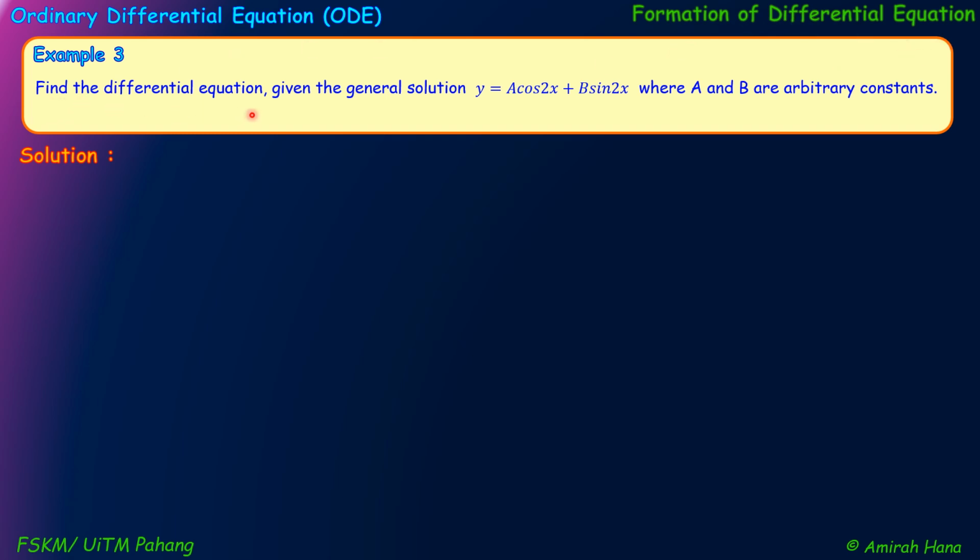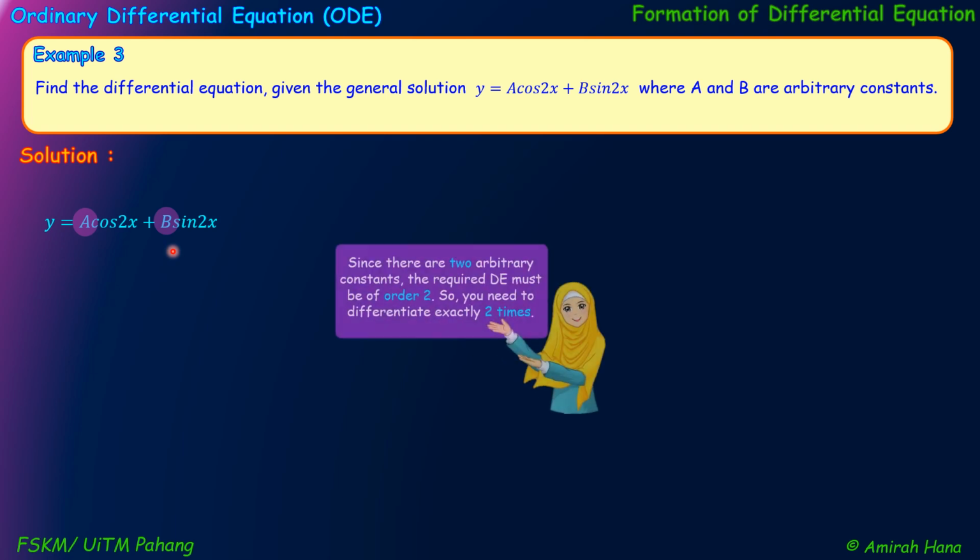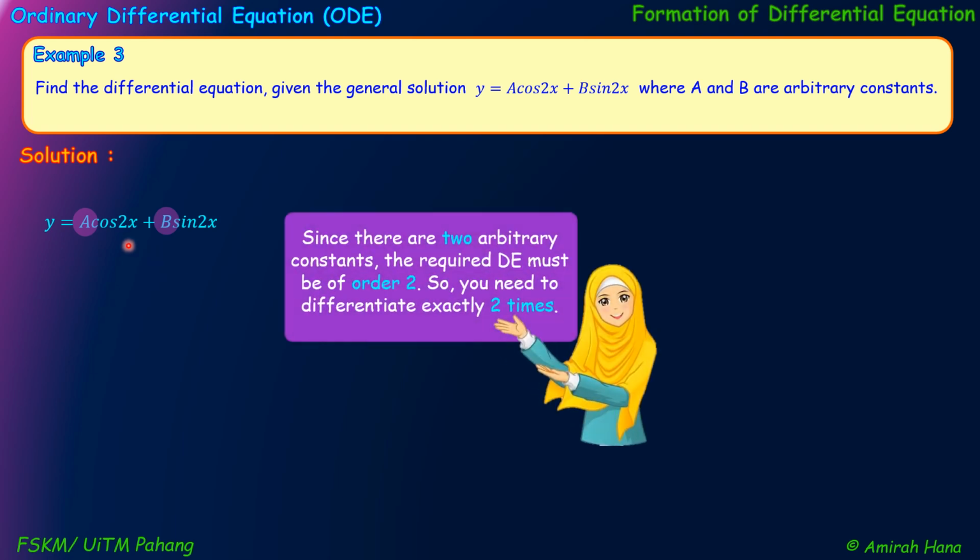In this video, we are going to continue with example 3 under formation of differential equations. Find the differential equation given the general solution y equals a cos 2x plus b sin 2x, where a and b are arbitrary constants. From the given question, we have constants a and b. Since there are two arbitrary constants, the required differential equation must be of order 2. So, you need to differentiate exactly 2 times.